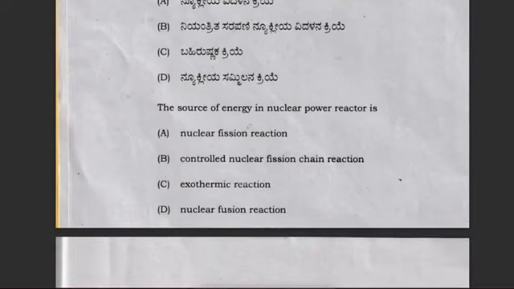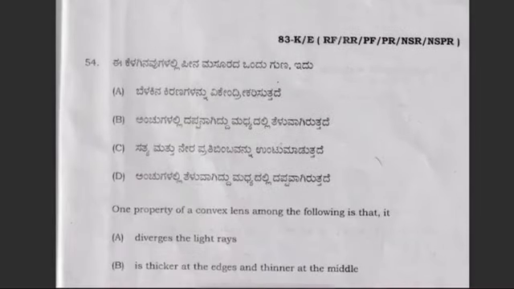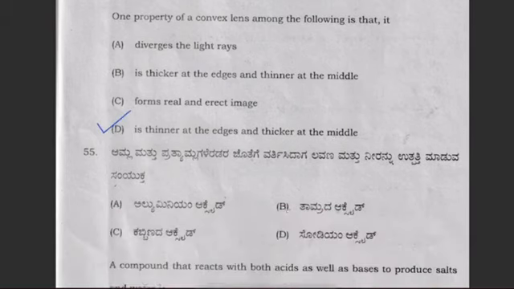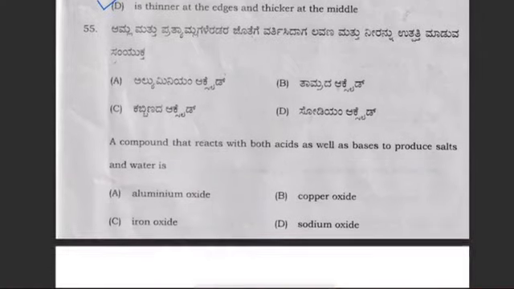The source of energy in nuclear power reactor is controlled nuclear fission chain reaction. One property of a convex lens among the following is that it is thinner at the edges and thicker at the middle. At the sides it is thin and in the middle it is thick.